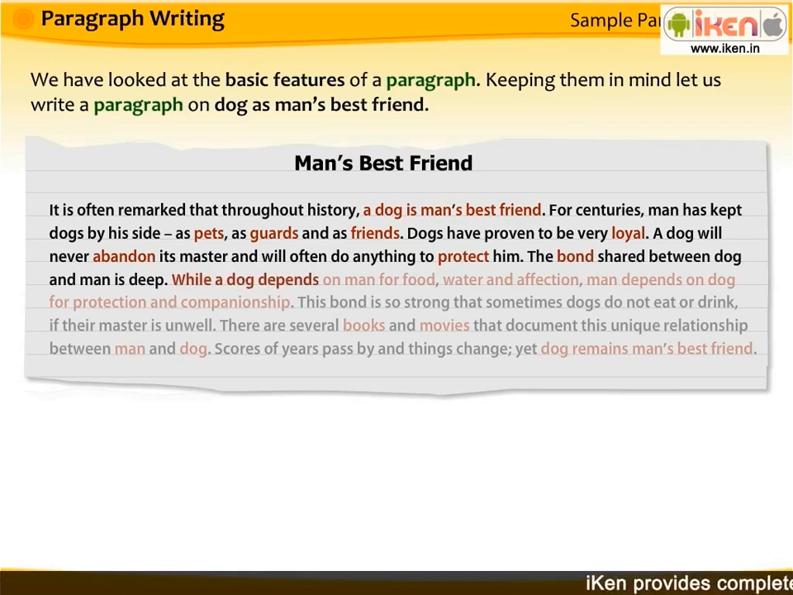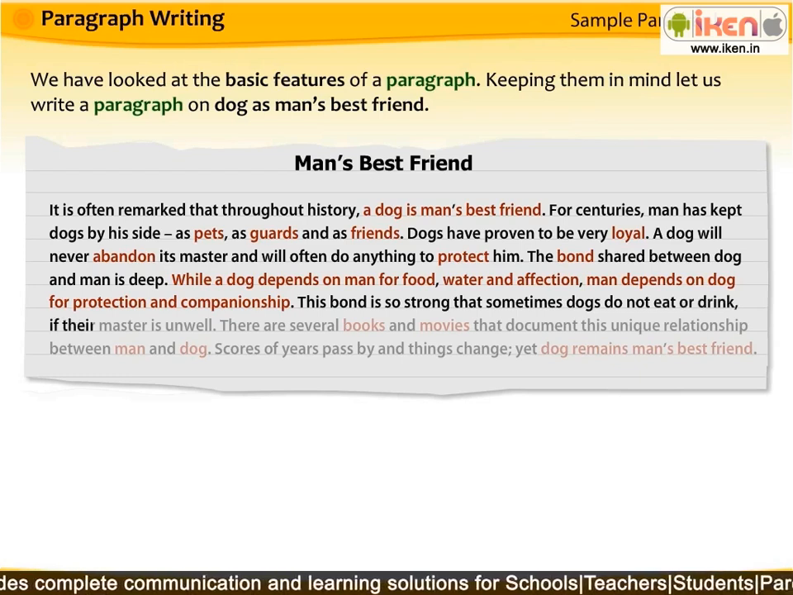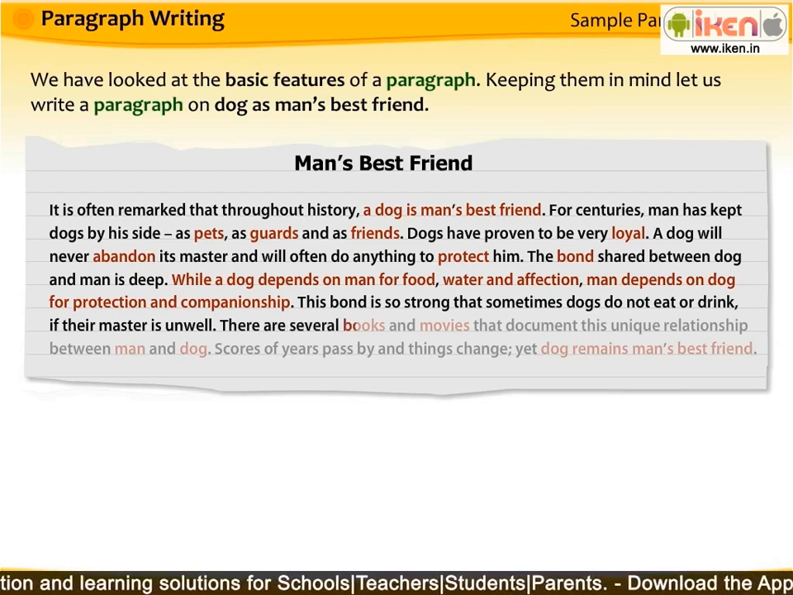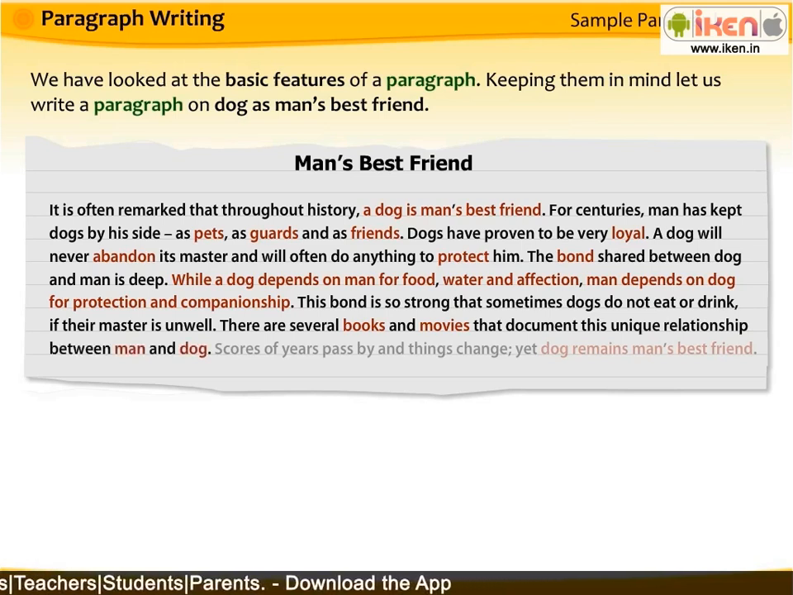While a dog depends on man for food, water, and affection, man depends on dog for protection and companionship. This bond is so strong that sometimes dogs do not eat or drink if their master is unwell. There are several books and movies that document this unique relationship between man and dog. Scores of years pass by and things change, yet dog remains man's best friend.